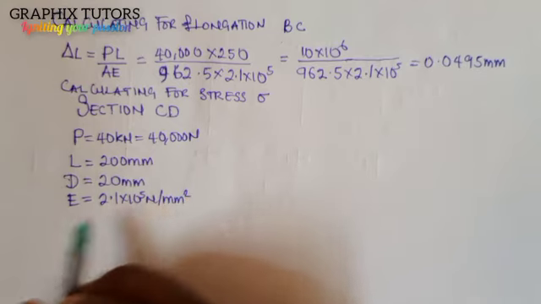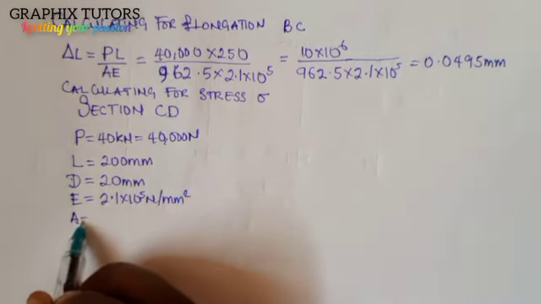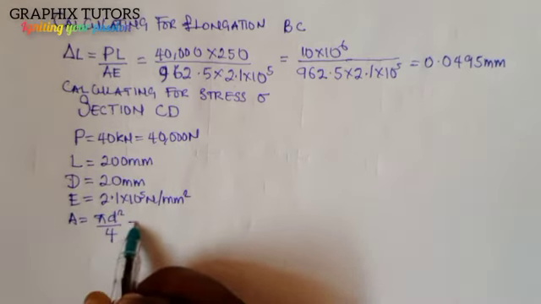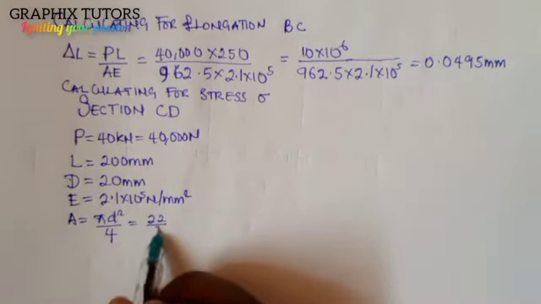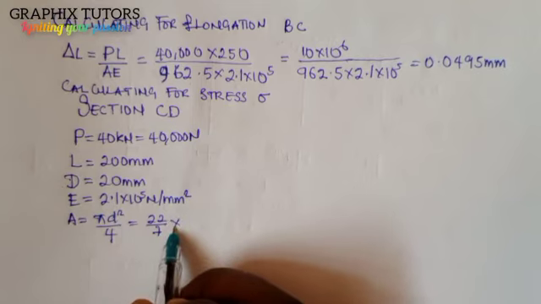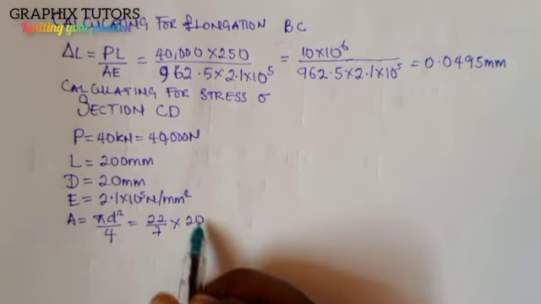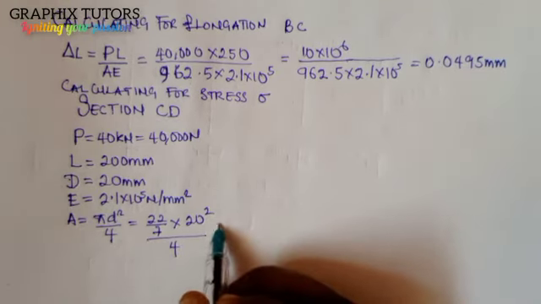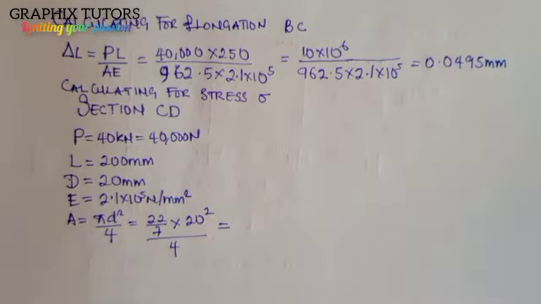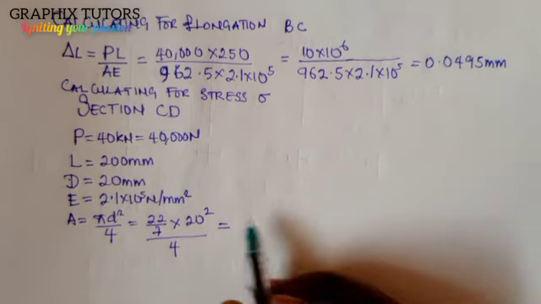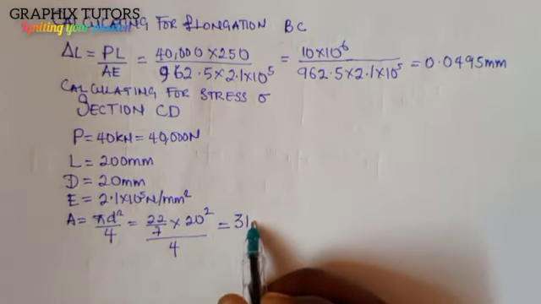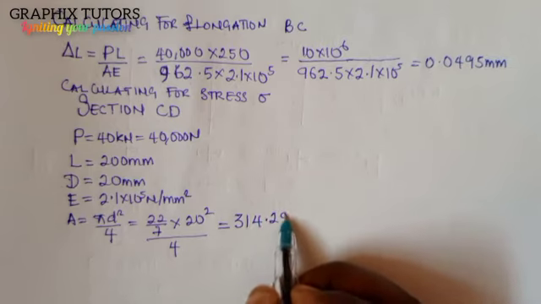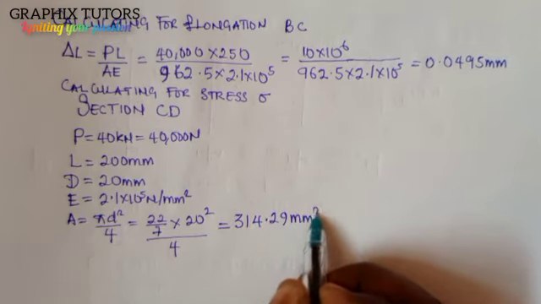And the area, we know the area is given by pi d square over 4, and we know our pi is 22 over 7 multiplied by the diameter d, which is given as 20 square all over 4. So if you put your value here, the area will now be 314.29 millimeter square. That is the area.